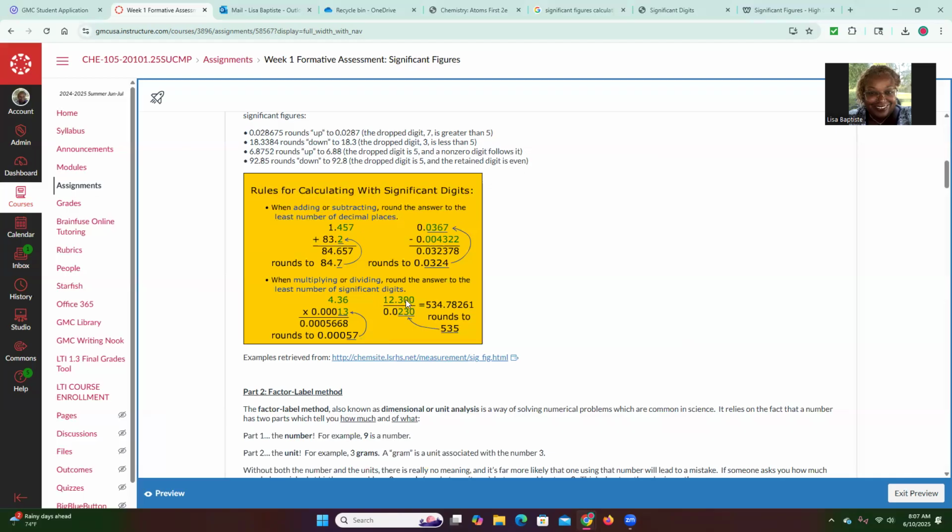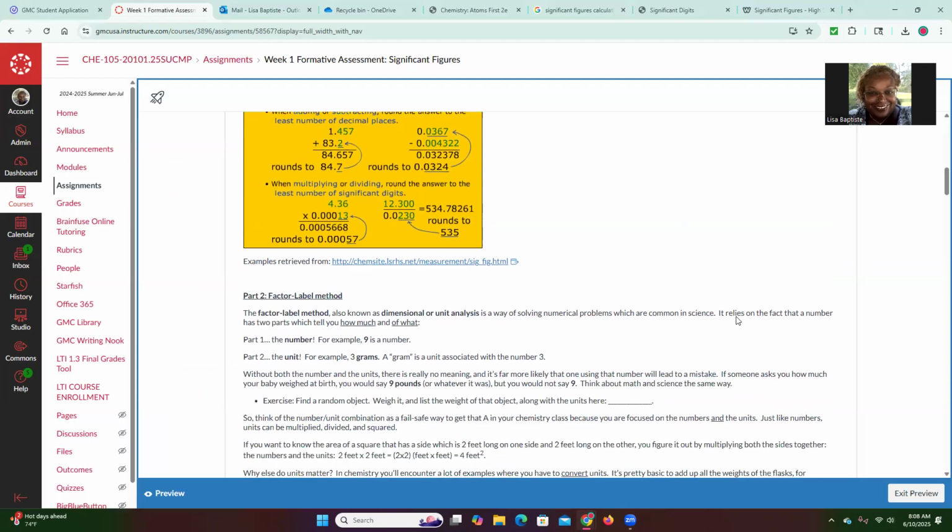Then we want to look at division. 12.300, those are trailing zeros, and there's a decimal visible, so that is five significant figures. 0.0230, those leading zeros aren't significant, but the trailing zero is because of that decimal. And so we have three significant figures. When we divide the two numbers, we get 534.78261. We want to round it to three significant figures, so we get 535. Okay, so that's our significant figures.